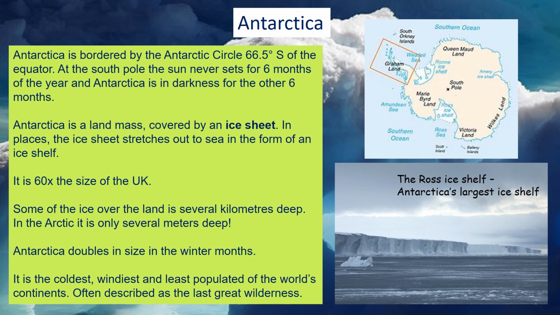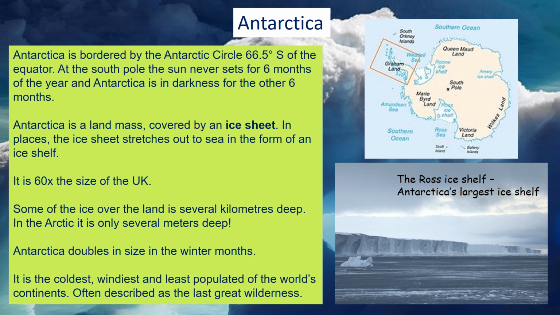Antarctica, as we know, is 66.5 degrees south of the equator. In the same way as the Arctic, the sun never sets in summer and it doesn't rise again in winter. Antarctica is a continent of land mass, so there's land underneath the ice. It's covered in an ice sheet. When this ice sheet meets the sea, it's called an ice shelf. So it's like forming a shelf over the sea from the land. It's not breaking off. If it breaks off, that's just an iceberg.